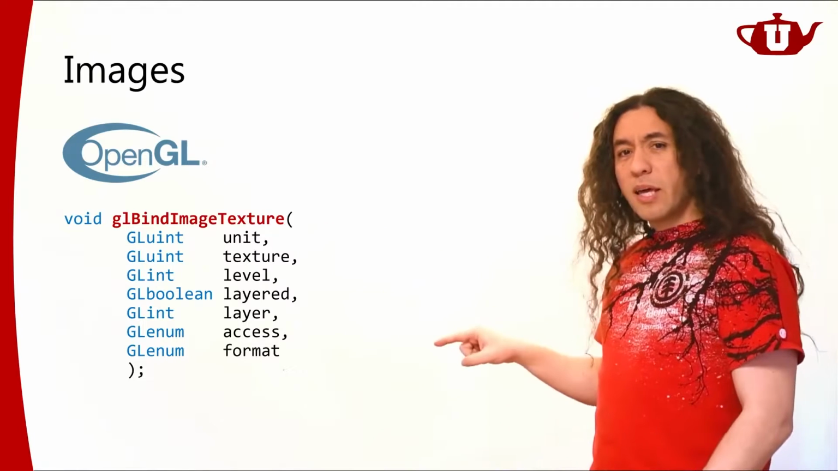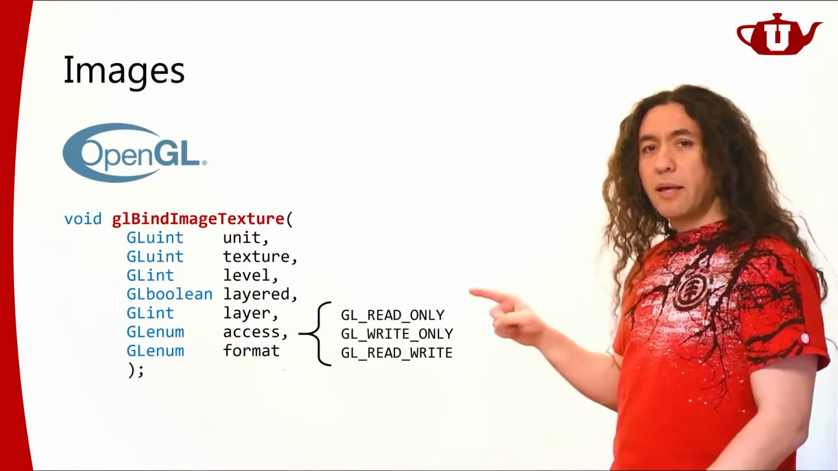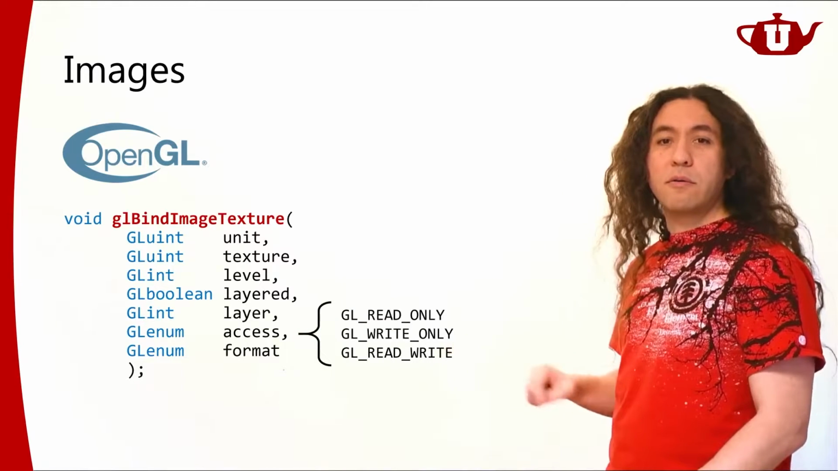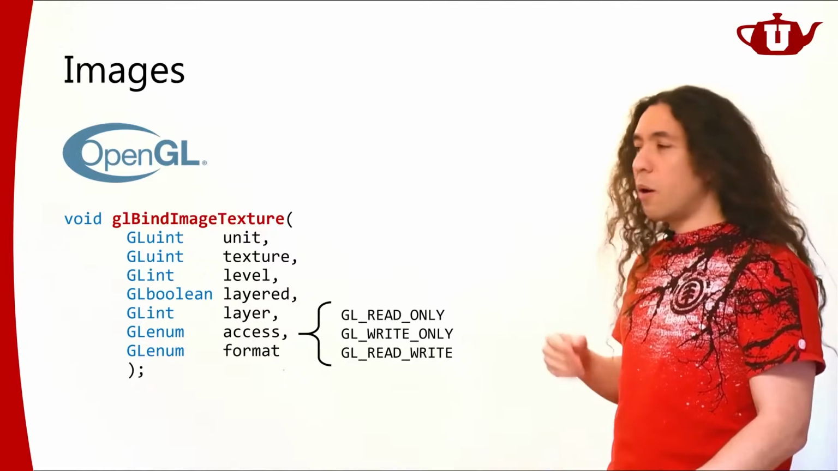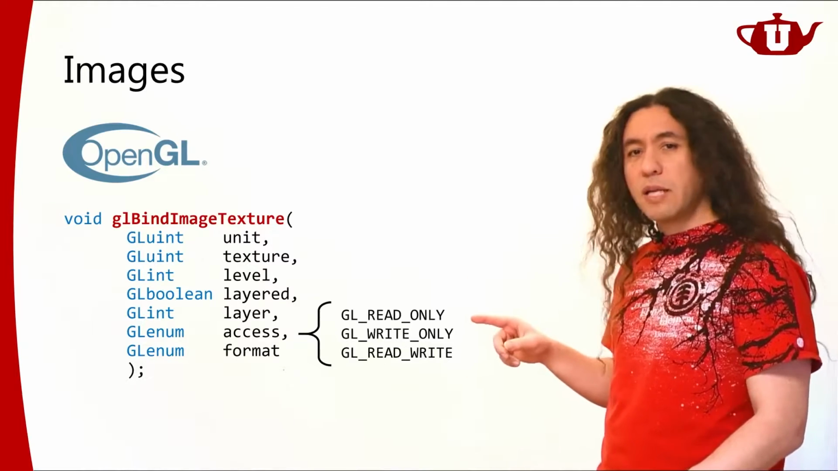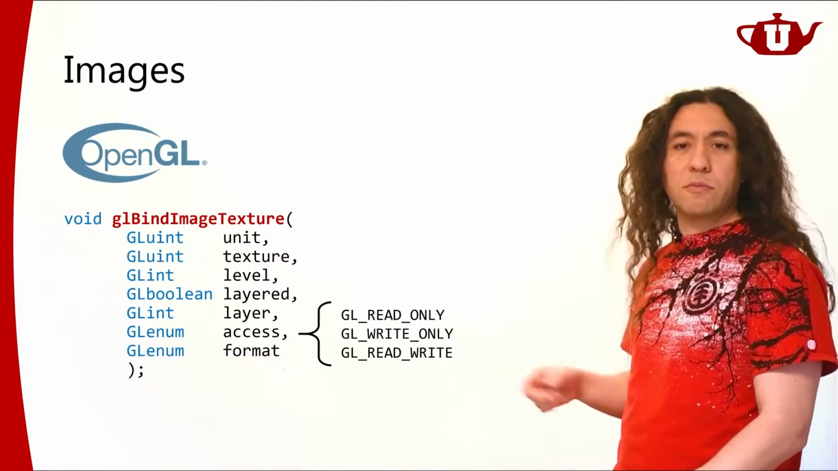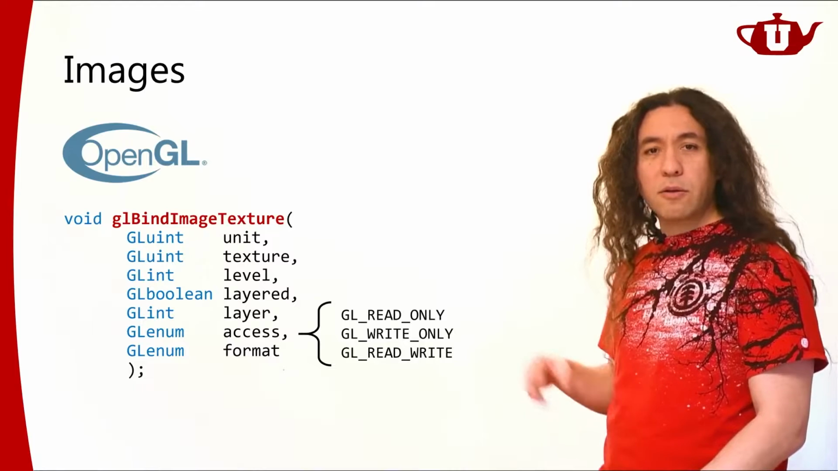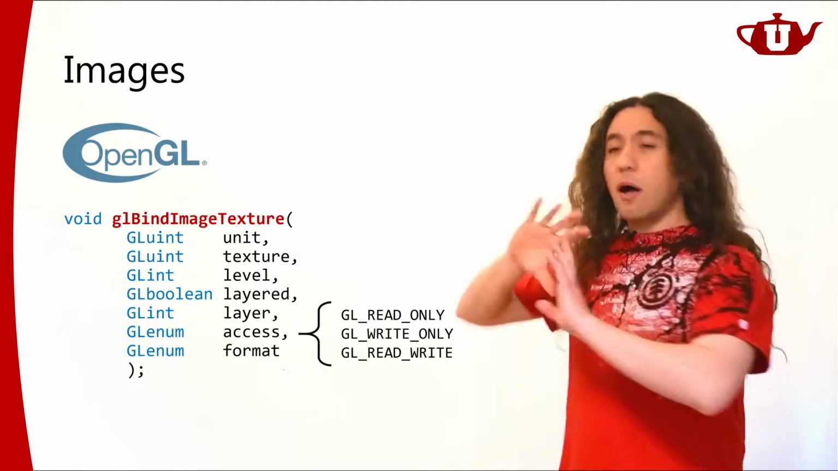Another important thing here is this access type. It could be read-only, write-only, or read-write. Obviously these are for optimization purposes. If you're just going to read from it, you should probably say it's read-only. If you're just going to write without reading, you should probably mark it as write-only so that it can be optimized at runtime. So this is all the image stuff.